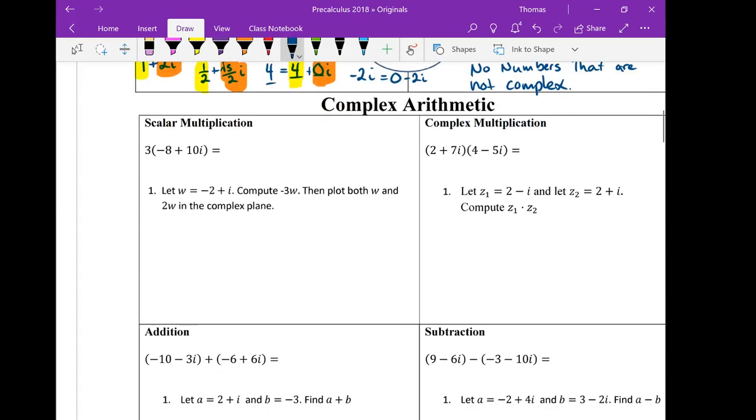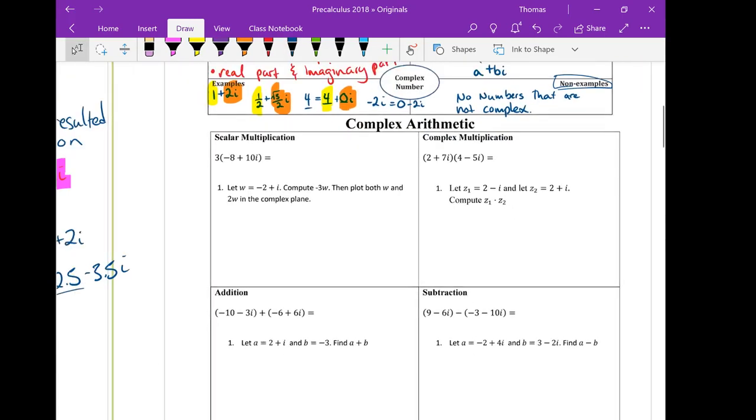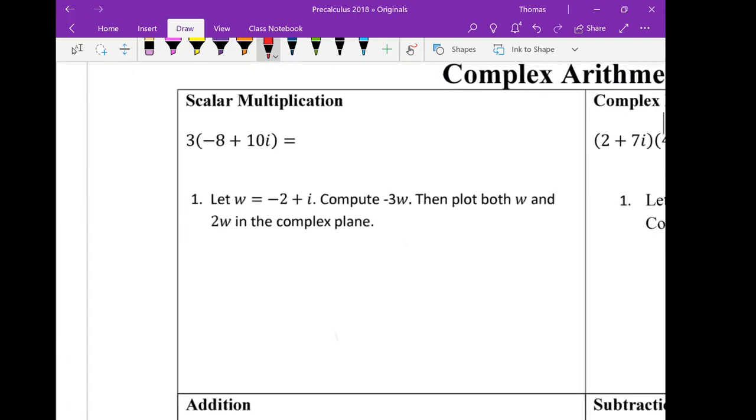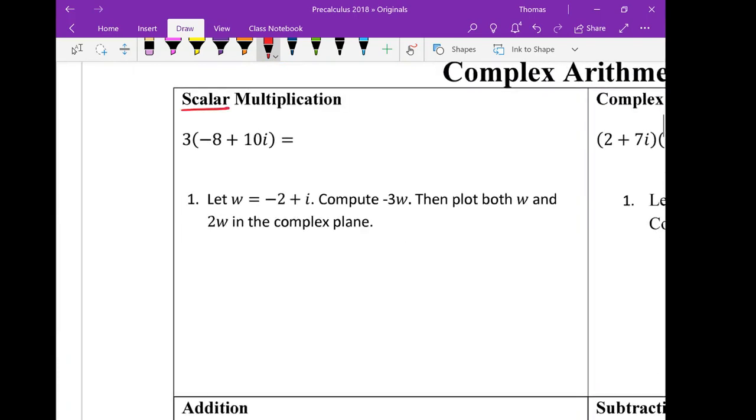And down here on your note sheet, there are the 4 types of operations we're going to be asked to do. As we go through these, they should feel a lot like operations we've done before. We'll kind of note that as we go through. So we'll start with scalar multiplication. First, we may not be familiar with the term scalar.